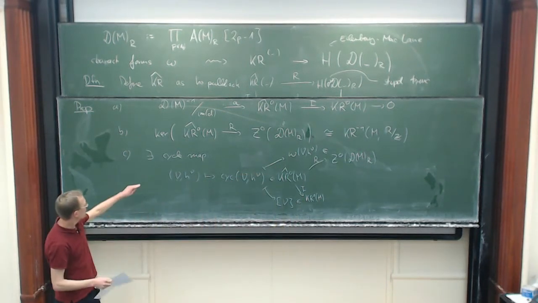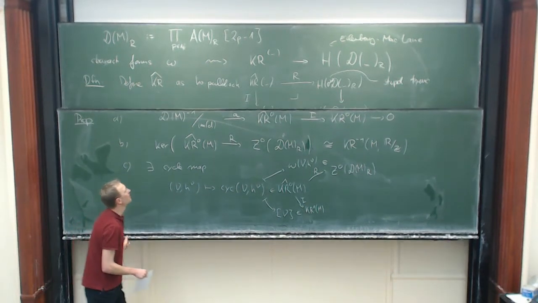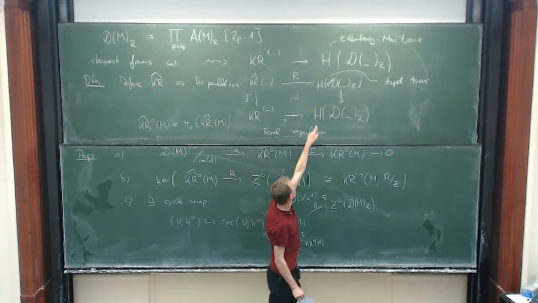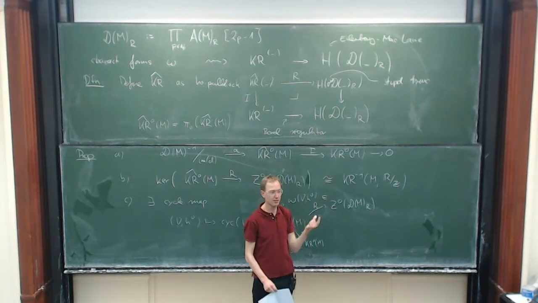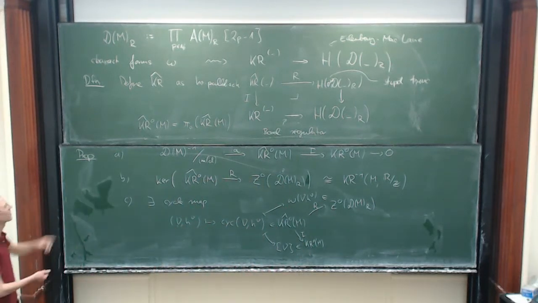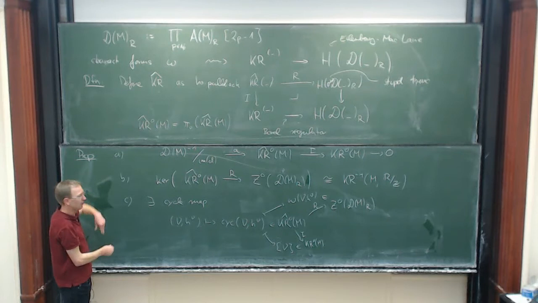Here you have to work a little bit at some point, because this means you give a map to this corner and one to this corner, and then you have to construct an explicit homotopy. So actually in the way we construct this Borel regulator, this is clear.